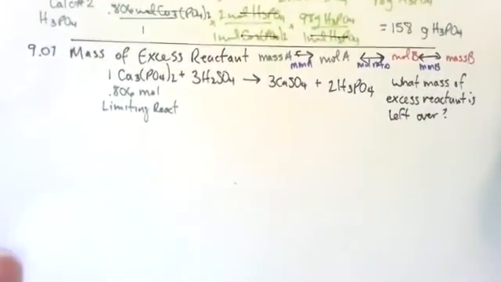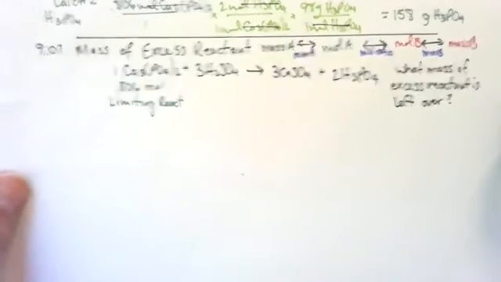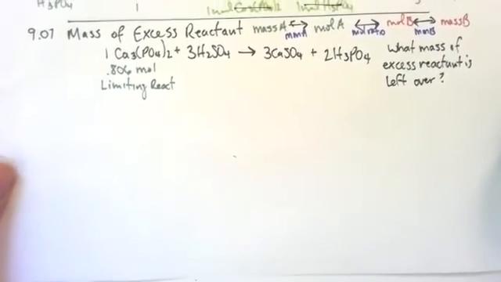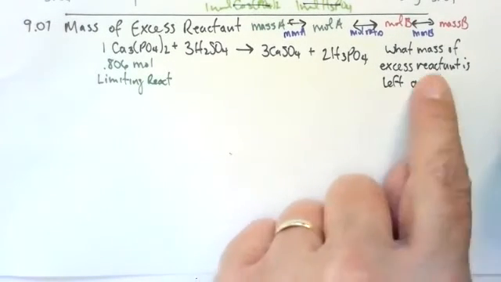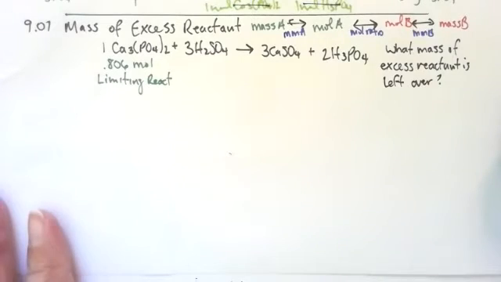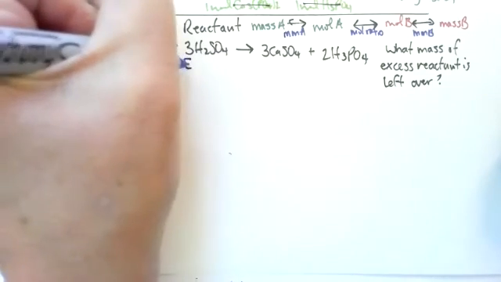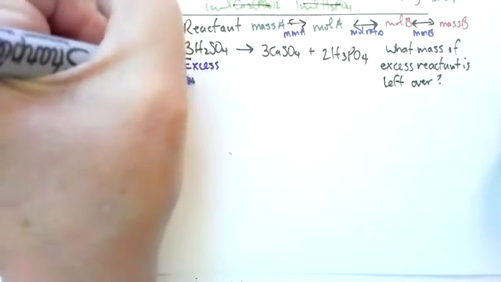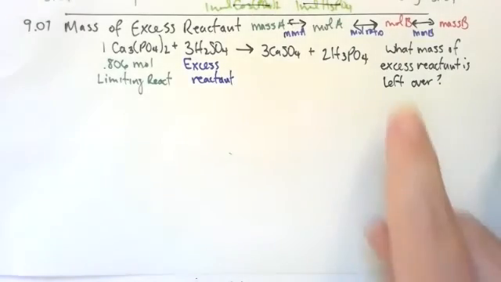So here is the second problem we've been working on, my calcium phosphate problem with my sulfuric acid. It's kind of squared up. And again, I've recopied everything, but this time we want to know what's the mass of excess reactant left over. So if this is my limiting reactant, that means that sulfuric acid has to be my excess reactant. And in this case, I want to go to mass.